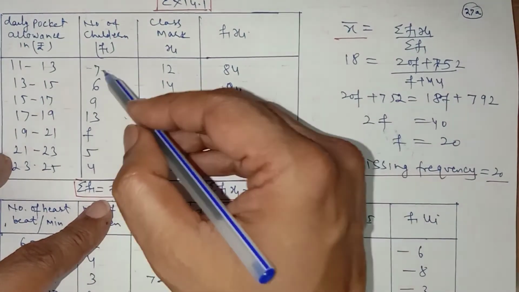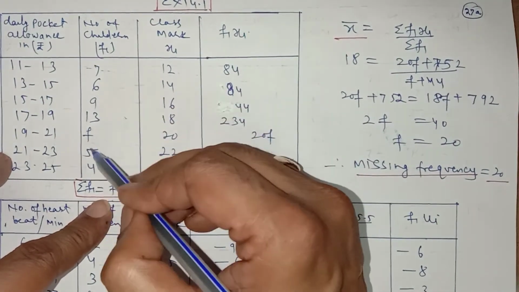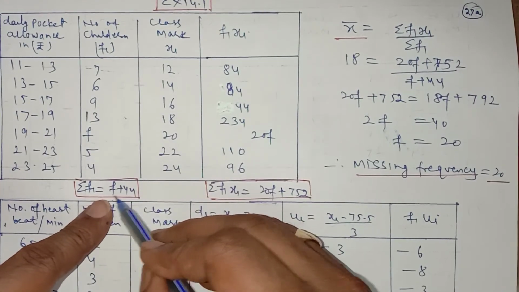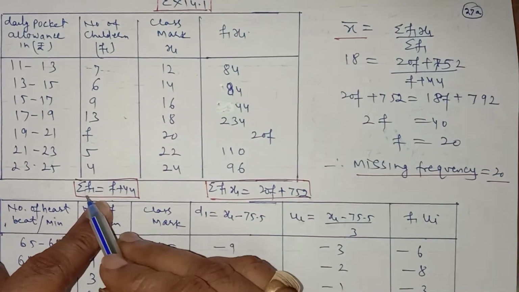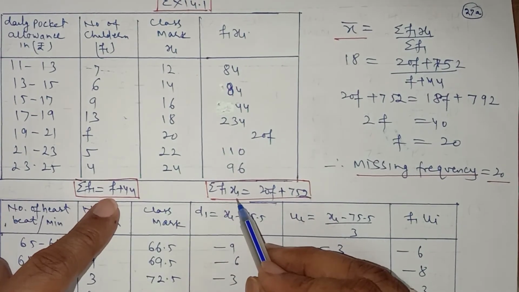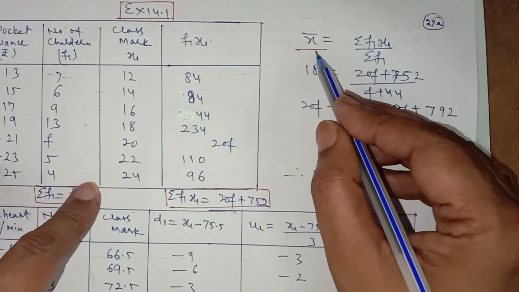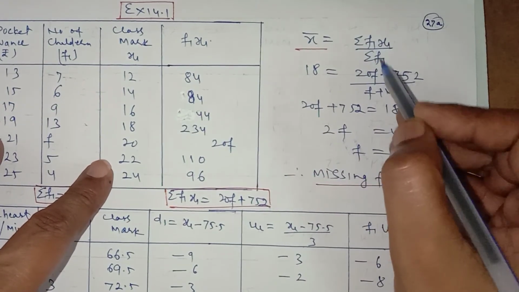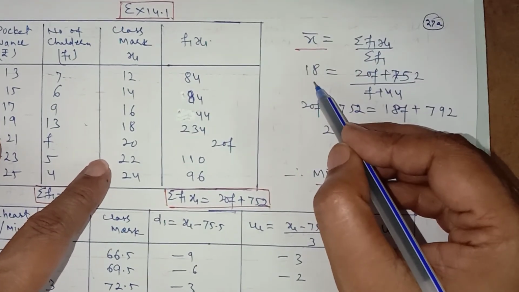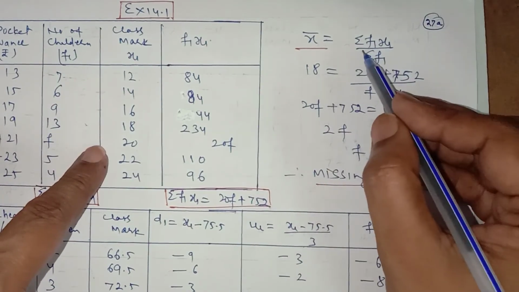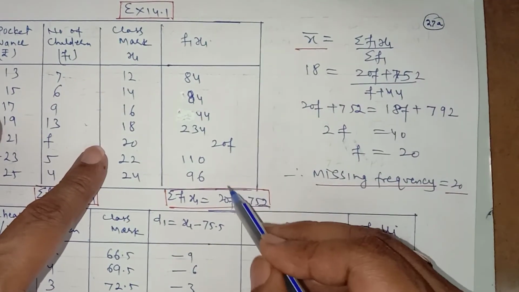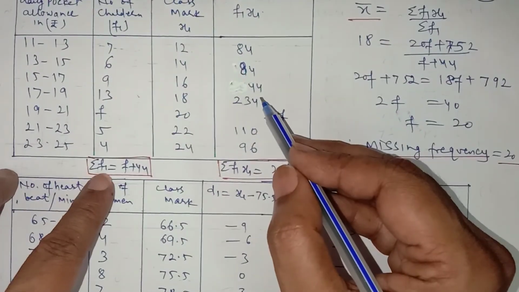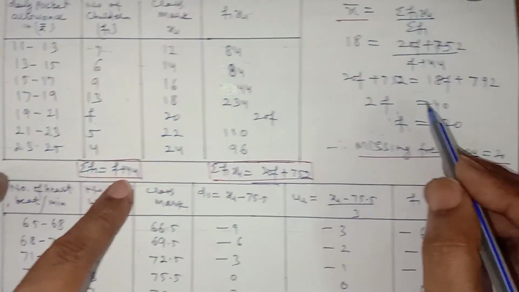The total frequency is 7 plus 6 plus 9 plus 13 plus 5 plus 4, that is 44 plus f, because we cannot add f to 44. So this is summation fi, and that is summation fi into xi. Using the formula of mean, x bar is equal to summation fi xi upon summation fi. X bar is given as 18, that is the mean is given as 18. Summation fi xi is 20f plus the constant, divided by summation fi, which is equal to f plus 44.